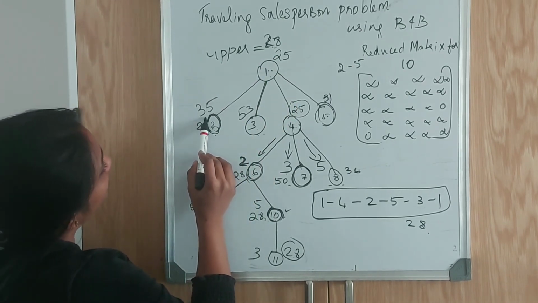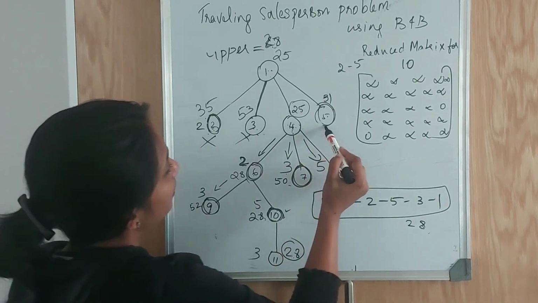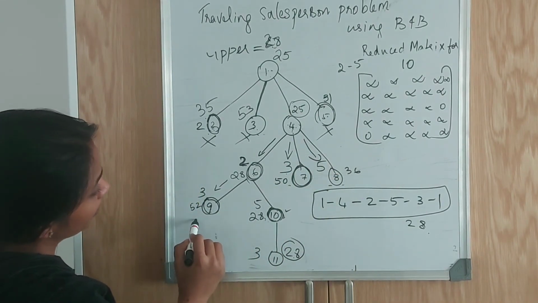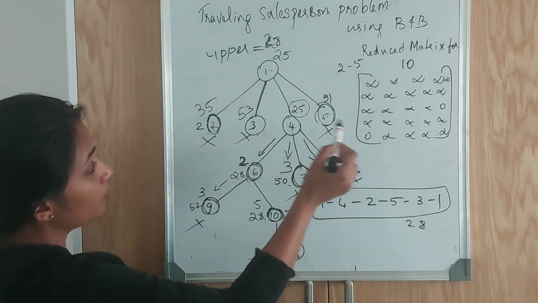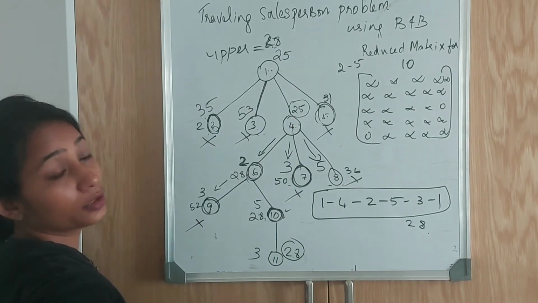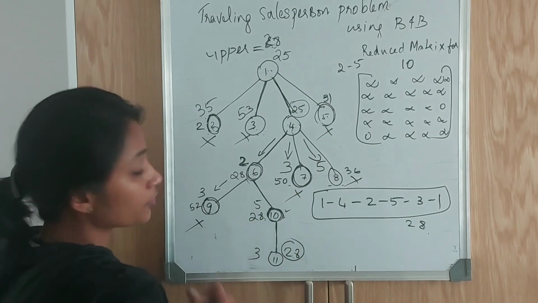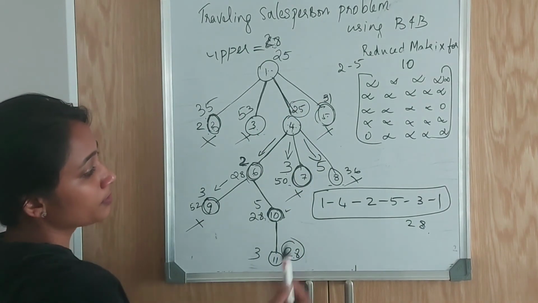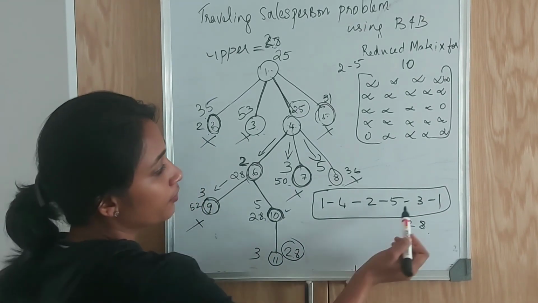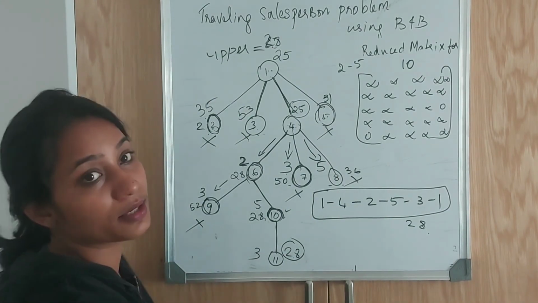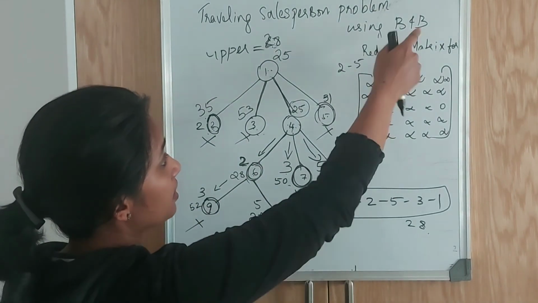Here it is 35, it's greater, you kill the node. It is 53, you kill it. Here it is 31, kill it. Here 52, kill. 50, kill. 36, kill. Every cost is greater than 28, which means this is your minimum cost tour for the travelling salesman problem, starting from 1 and returning to 1. This is the minimum cost tour for the travelling salesperson using branch and bound. So this is how to solve the problem using the branch and bound technique.